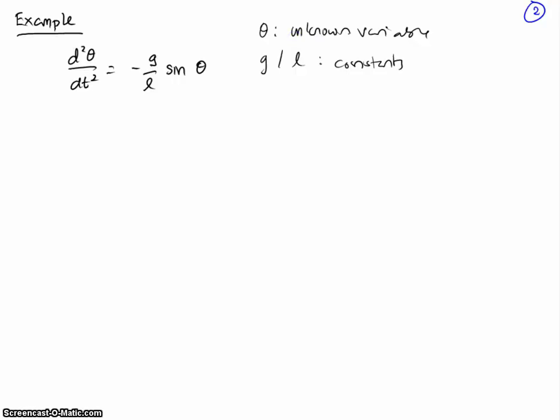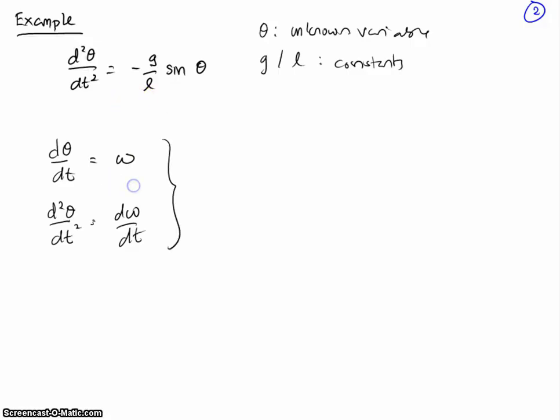Like I said in the previous slide, in order for you to solve this second order or even higher order ODEs, you need to reduce it into a system of first order ODEs. How do we do that? We do that by introducing a new variable. We say that d theta/dt, which is the first order derivative of our unknown variable, is equivalent to omega. So the new variable that we introduce here is omega. If d theta/dt is omega, then d^2 theta/dt^2 is simply d omega/dt.